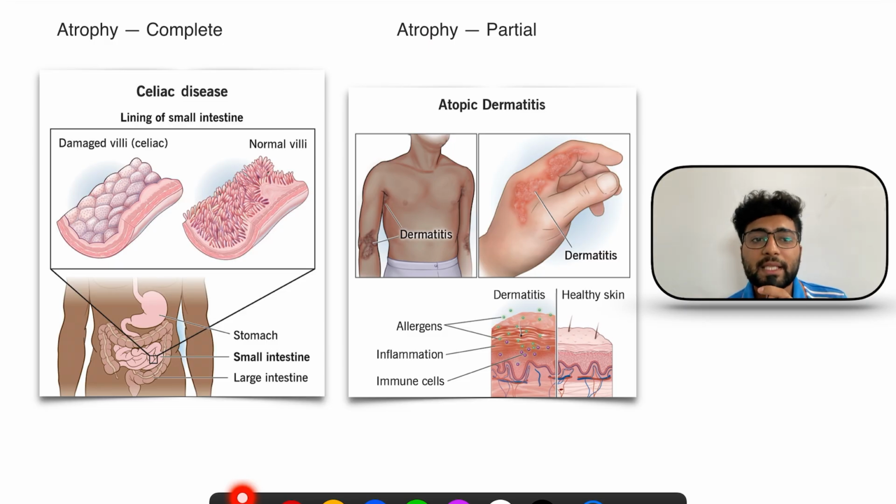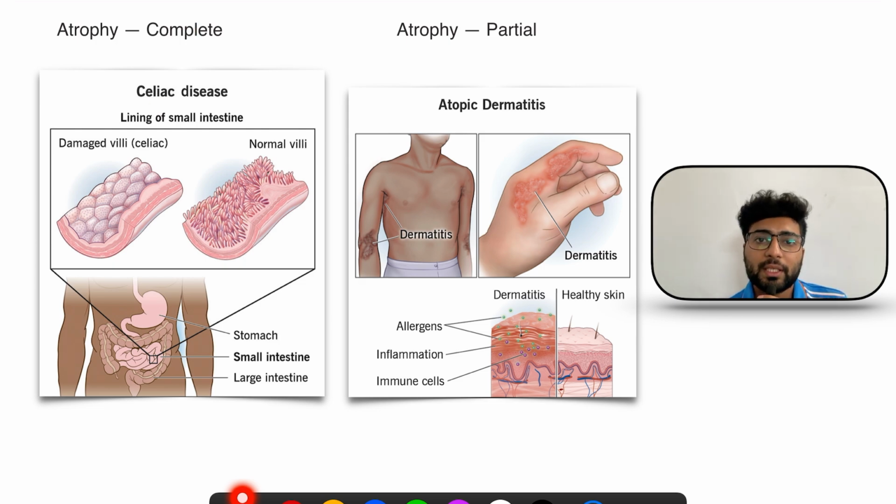So, if the villi are destroyed, there is no absorption of nutrients into the blood, right? So, the body will not get a proper amount of nutrition. Now, the skin needs this nutrient for regeneration. If there is no regeneration, then there will be atrophy of the skin. So this will also affect the fingerprinting which is on the skin. So that's why we have complete atrophy in celiac disease.